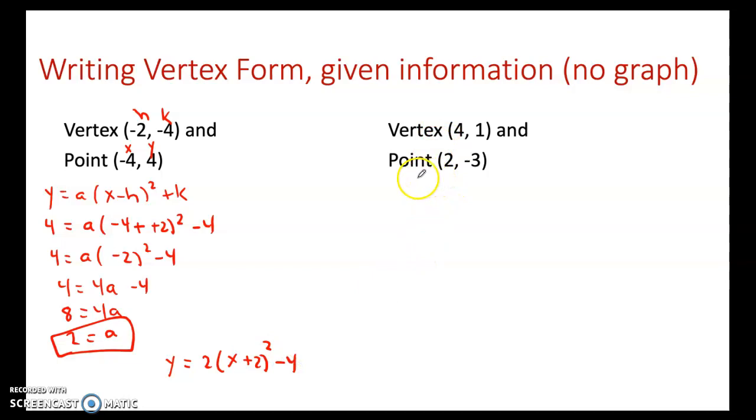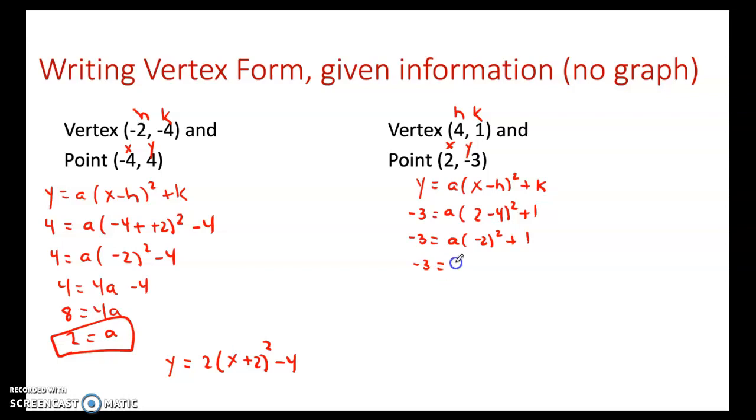Let's do it again. Write out the general formula. Y equals a times x minus h squared plus k. This is my h, this is my k. This is my x, and that's my y. So substitute what you know in to solve for a. And we're going to have 2 minus 4 squared plus 1. Negative 3 equals a times negative 2 squared plus 1. Negative 3 equals 4a plus 1. Solve algebraically, back to Algebra 1. Subtract 1. And then a equals negative 1.